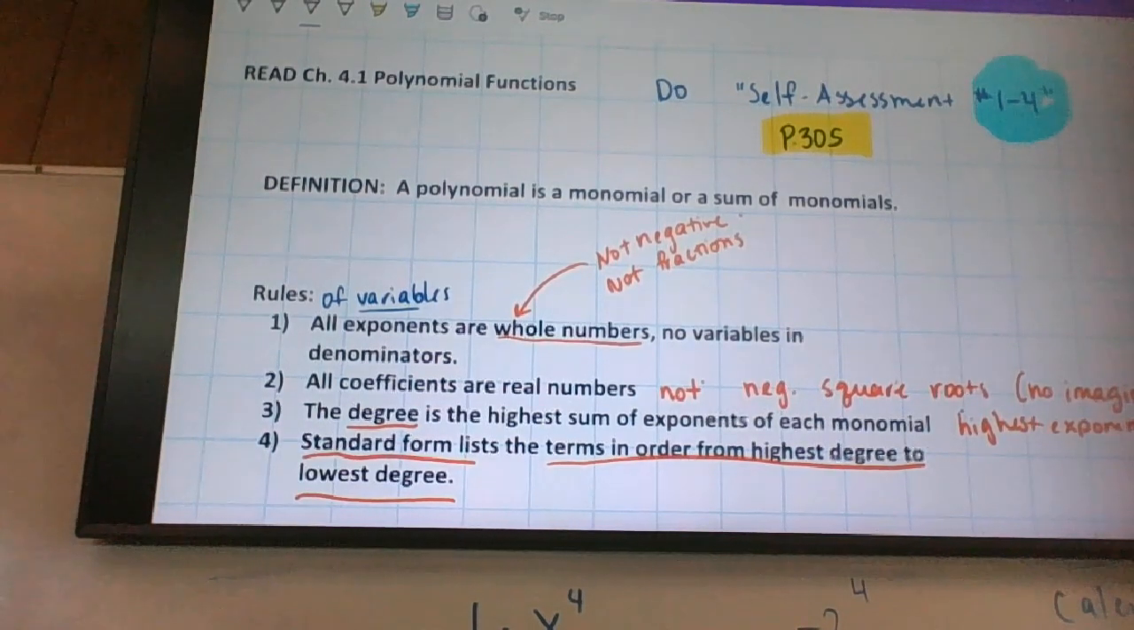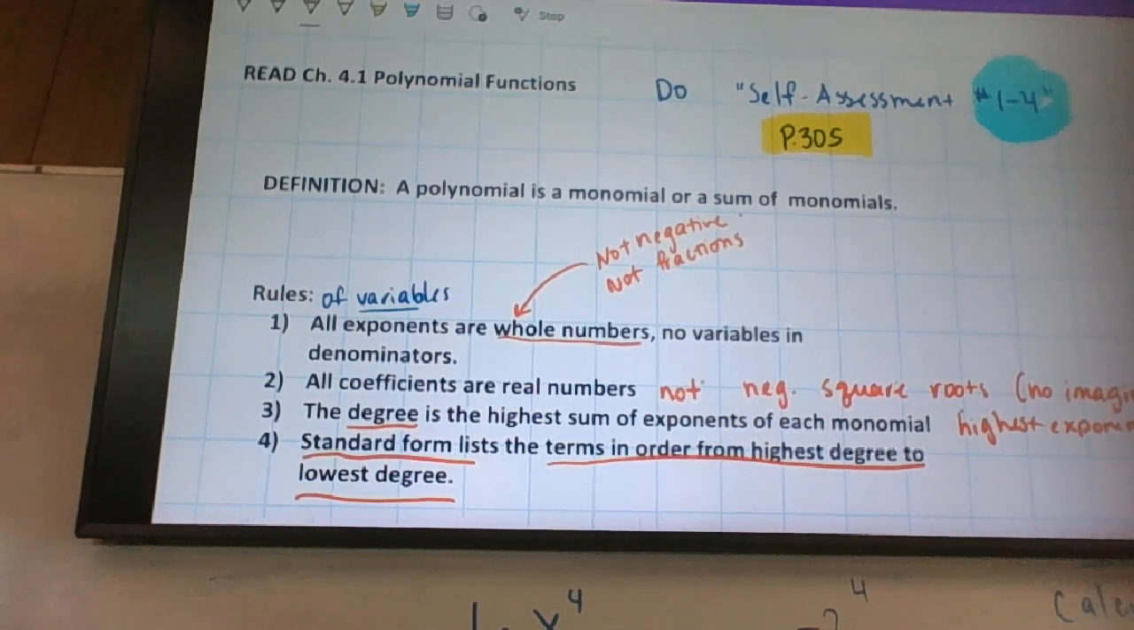Polynomials is our new topic, so we're leaving quadratics behind. We've been working on them pretty much all year, and finally this chapter is not about parabolas, and it's not about x squared. All of the things we learned we'll still use, they're still required, but it's a new topic, polynomials. A polynomial is a monomial or a sum of monomials.